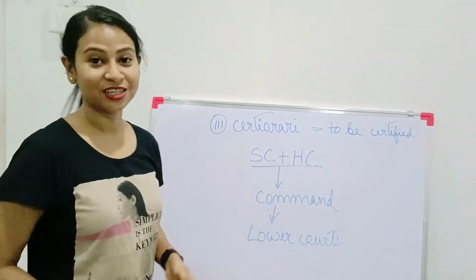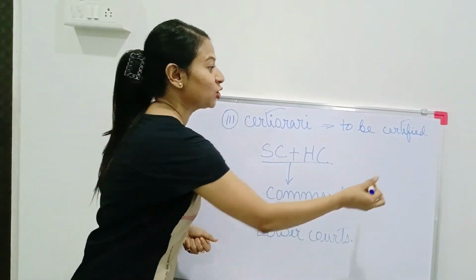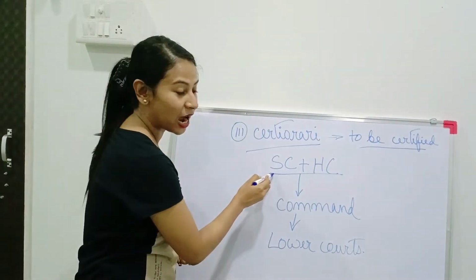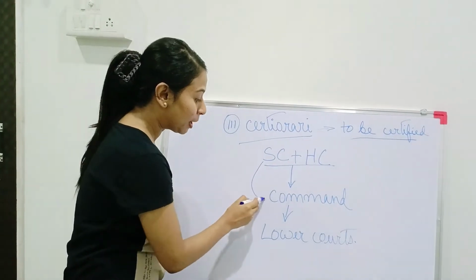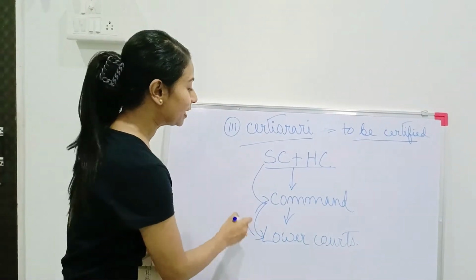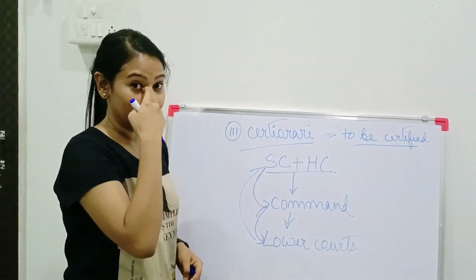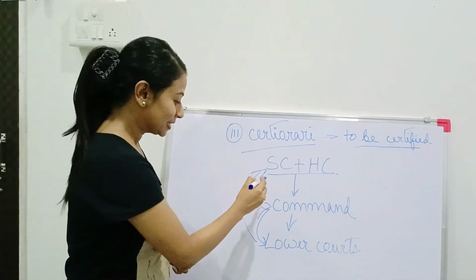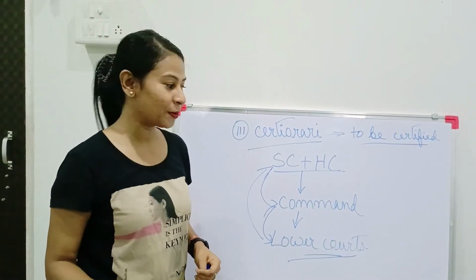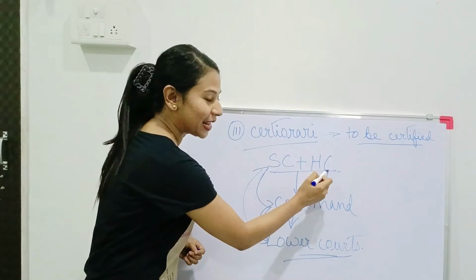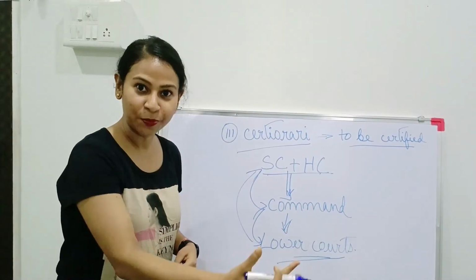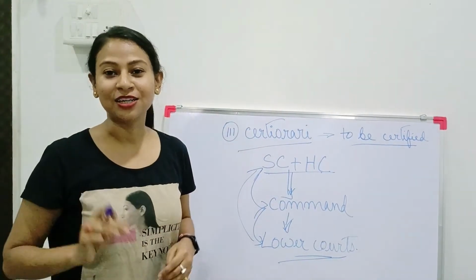Next one is certiorari. Certiorari means to be certified. By using this writ, the High Court and the Supreme Court command the lower court to submit its report for their review. Mainly it is reviewed whether the judgment passed by the lower court is illegal or not. That means the Supreme Court and the High Court command the lower court to submit its report through the writ of certiorari.